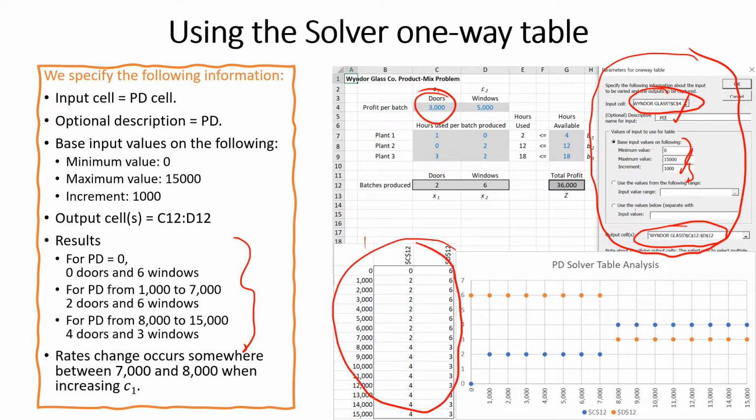We change here the values for the profit per batch per door, and what we got are the production rates of doors and windows. Here we can see by the graph that the change is not only between 5 and 10,000. We can be more specific. The change in the production rates is between 7 and 8,000.